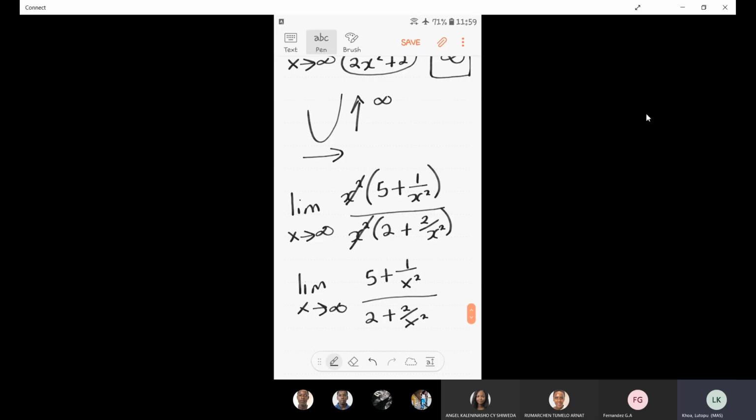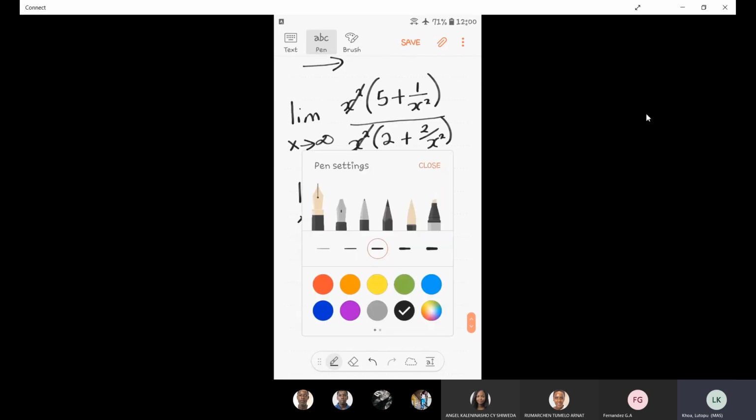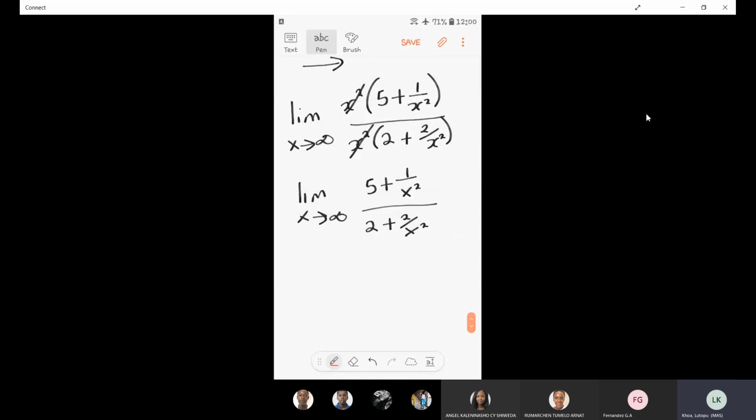So remember what is happening to x. X is getting bigger and bigger. So if x is getting bigger and bigger, 5 will not change because 5 is a constant. So 5 will remain the way it is. It doesn't have anything to do with x. But then this one over here, if x is getting bigger and bigger, then this value is going towards 0, because with each time that you make x bigger, then 1 over x squared becomes smaller and smaller, and it is eventually going towards 0.